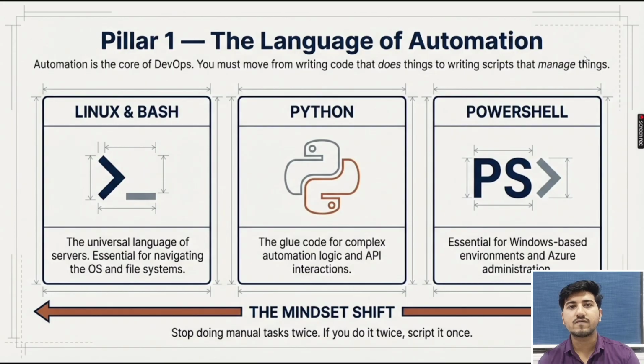Automation is the core of DevOps. Now you move from writing code that does things to writing scripts. Till now you have been writing code. Now you are going to write different types of scripts that manage different things. These scripts will be in a Linux-based format. The first one is Linux or Bash scripting, where you will be writing code in Linux or Bash. Next is Python, where you'll be writing glue code for complex automation and logic using API integration. All these things will be done in Python.